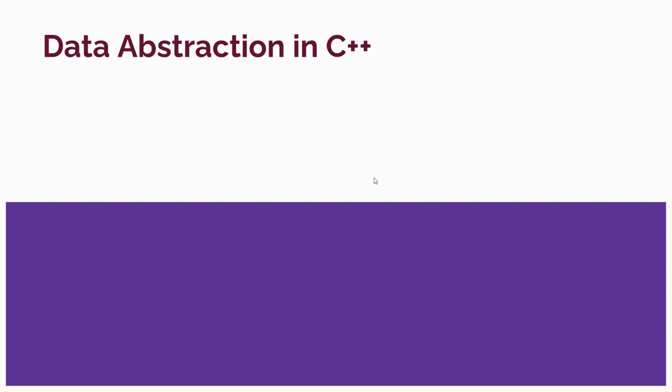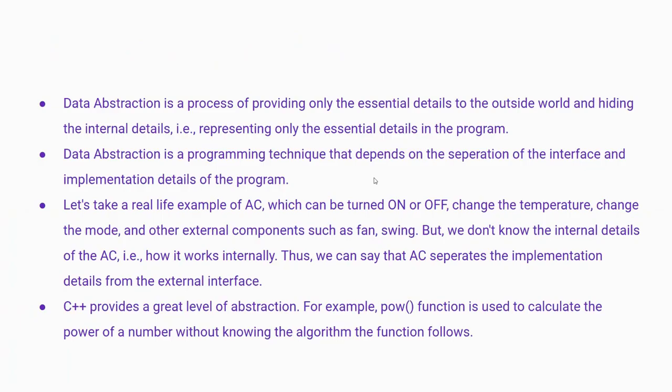About data abstraction in C++. Data abstraction is a process of providing the essential details to the outside world and hiding the internal details. In brief, data abstraction is one of the most essential and important features of object oriented programming in C++. Abstraction means displaying only the essential information and hiding the details.